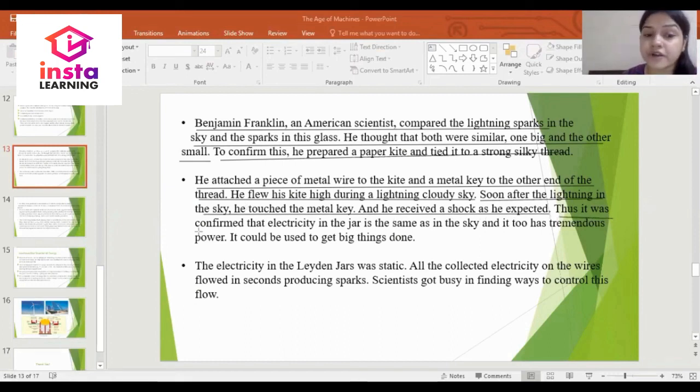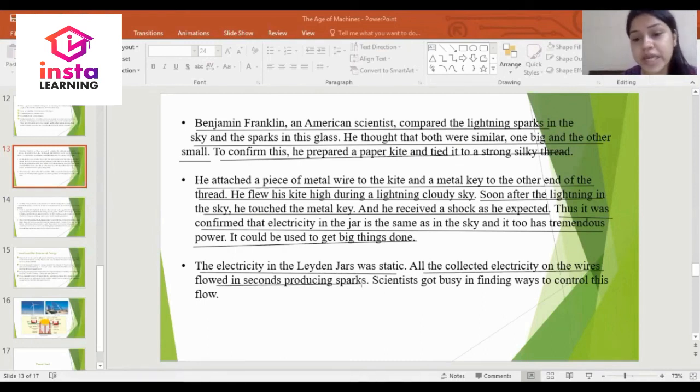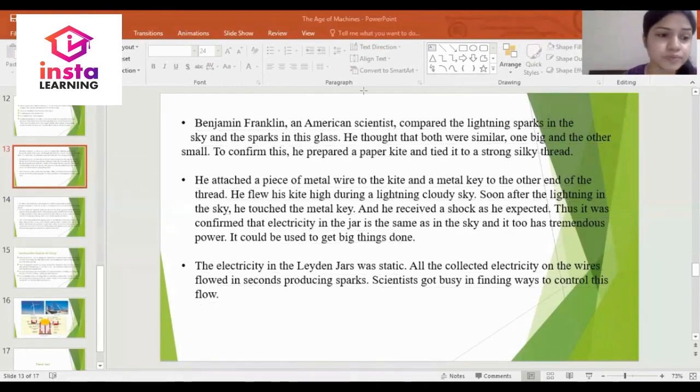Thus, it was confirmed that electricity in the jar is the same as in the sky, and it too has tremendous power. It could be used to get big things done. The electricity in the Leyden jars was static. All the collected electricity on the wire flowed in seconds, producing a spark. Then scientists got busy finding ways to control this flow. After it, what happened? Let's understand more about it.